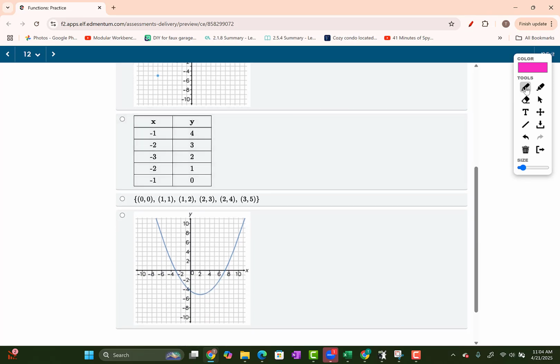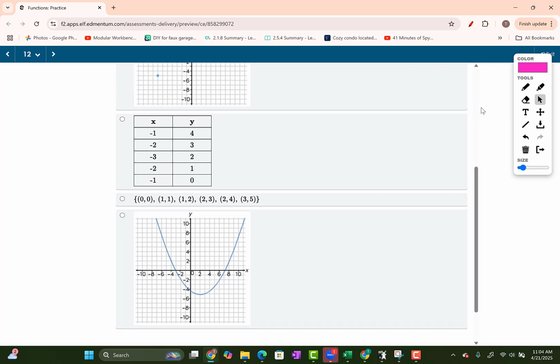Answer choice 3. Again, we have x equals 0 corresponds to y equals 0. Do we see 0 anywhere else? No. So that point's okay. Then we go to x equals 1. It corresponds to +1, and it corresponds to +2. Again, that means it is not a function.